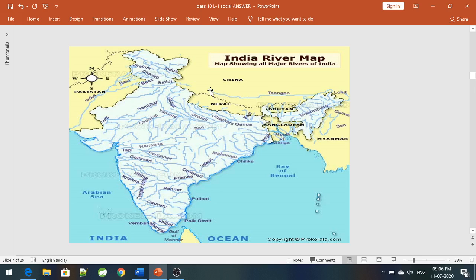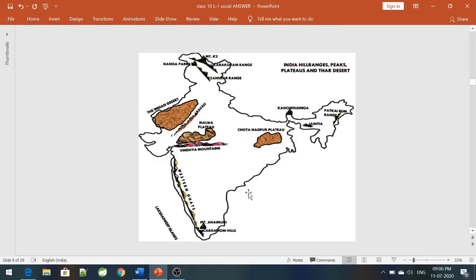And Brahmaputra is originating from the Tsangpo. Tsangpo we call it, and it takes a U-turn and flows into Arunachal Pradesh and all the states located here, which we call the Seven Sisters. They have different names of the river in different states, and it also flows into Bangladesh and then into the Bay of Bengal.